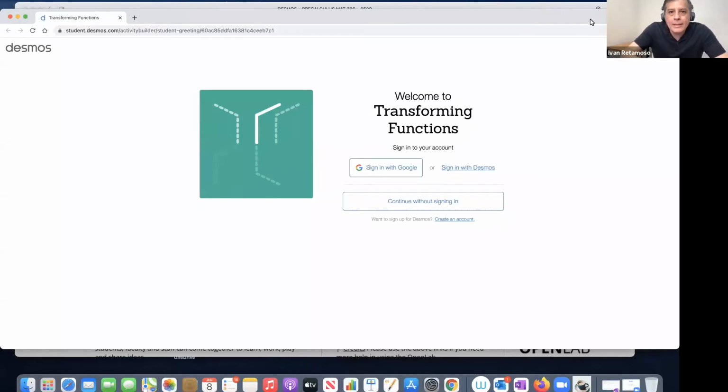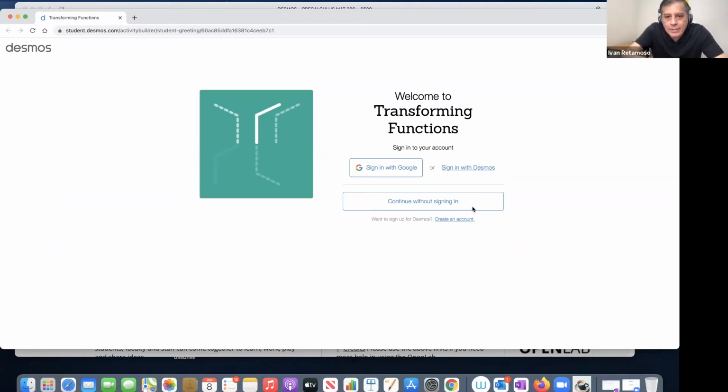Great, it's recording now. So let's talk about this Desmos activity 2 first. In case you want to go straight there, here is the link. You can just click in there and then you will be looking at this screen, right? Transforming function. This is Desmos activity 2. Or you can go to our website, go and click on the tab Desmos, it will appear there too, right?